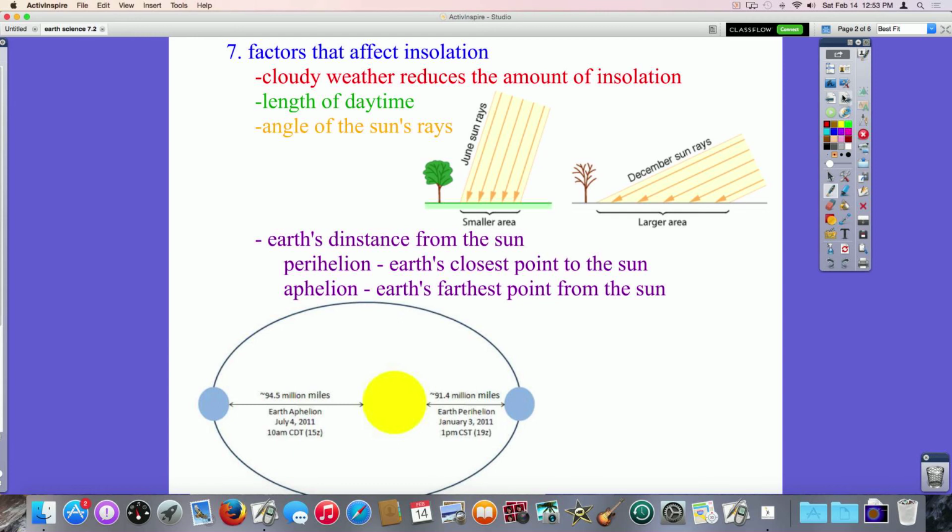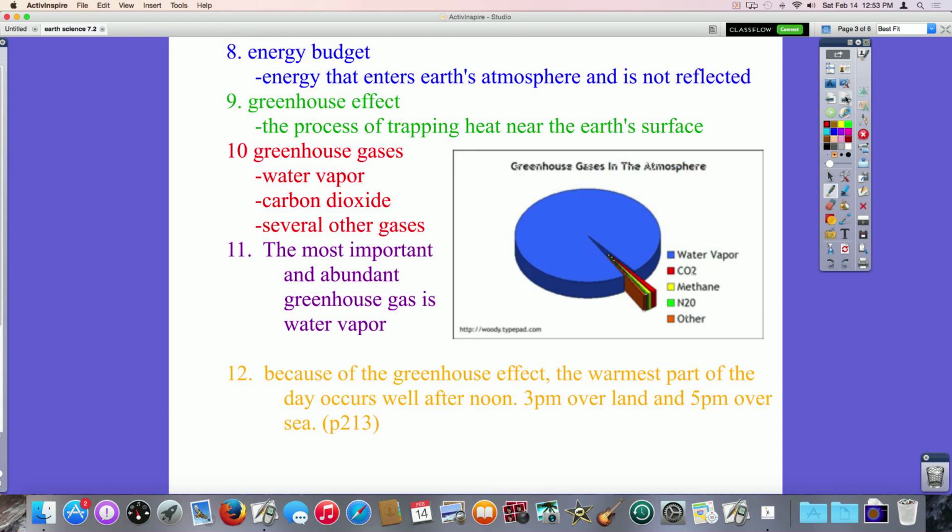The aphelion is Earth's farthest point from the sun. And in 2011, that was July 4th at around 94.5 million miles. So yeah, these are all factors that will affect insolation, which will affect the temperatures. One reason why the winter weather is much colder.